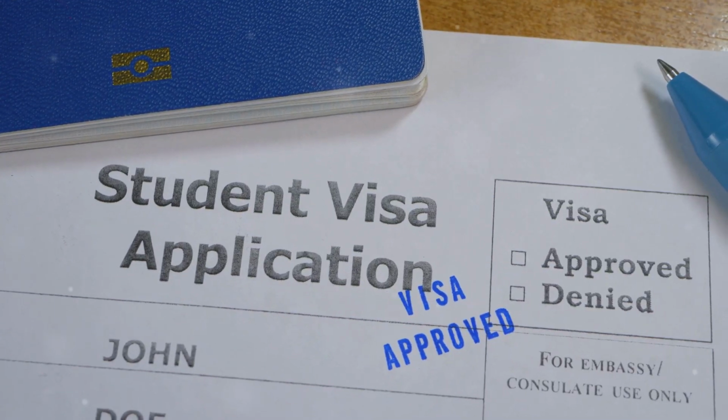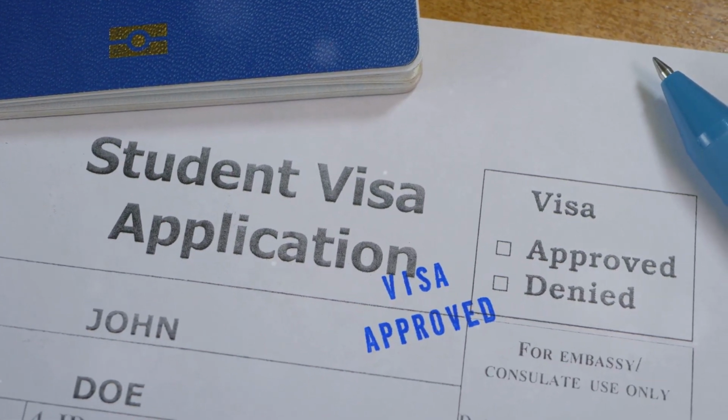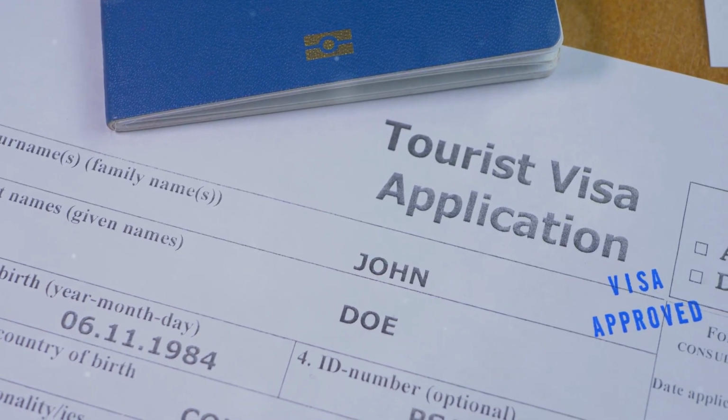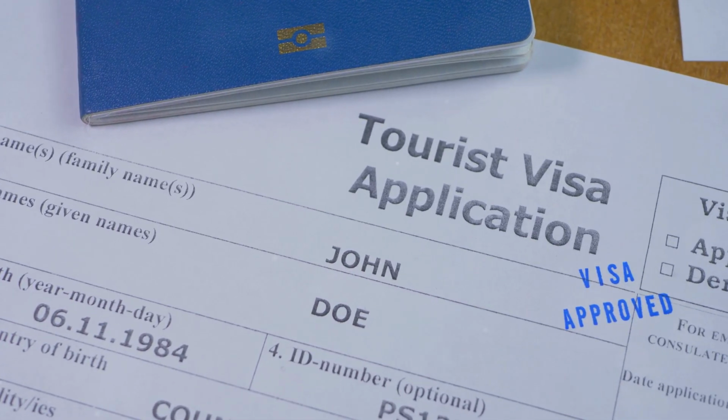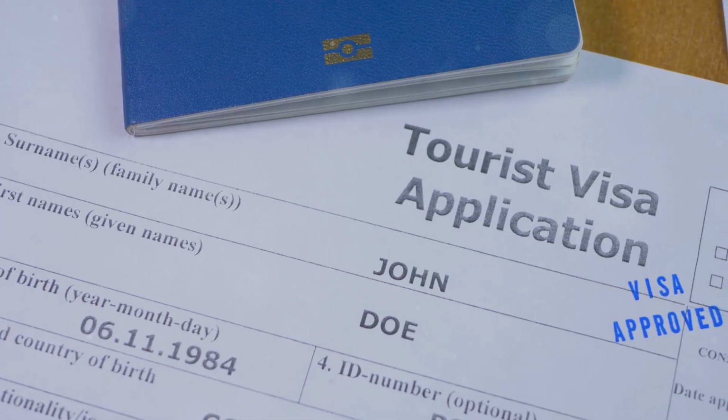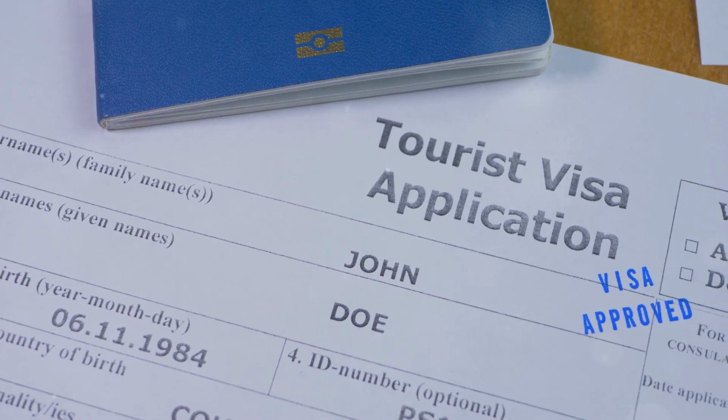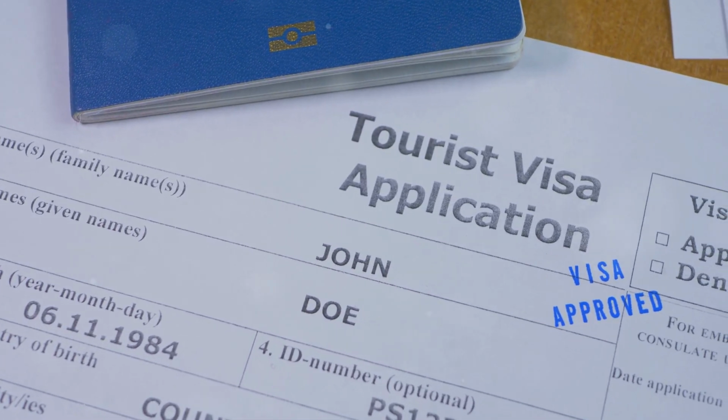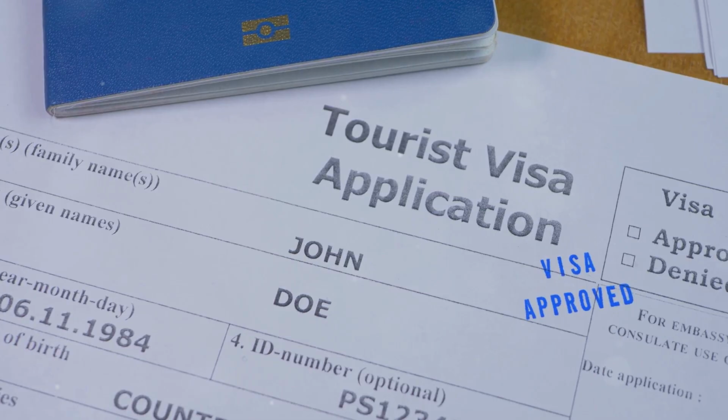Section 3. Confirmation is key. Printing your ticket to the interview. After submitting your DS-160 form, you'll receive a confirmation page with a unique barcode. This page is your golden ticket. It confirms that you've successfully submitted your application and is required for your visa interview.